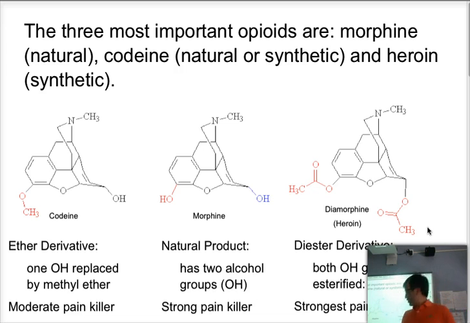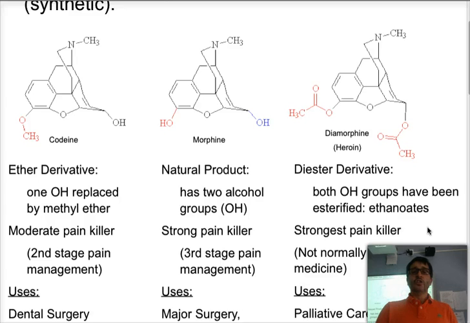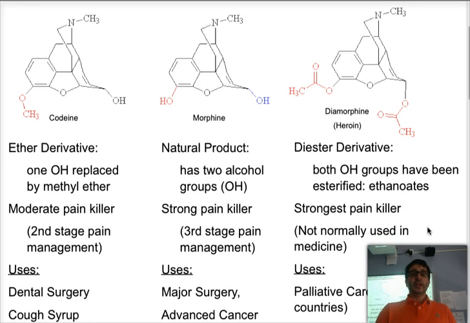So the 3 most important opioids that we're going to study are morphine, that is natural, it's taken from the opium poppy; codeine, which is found in a smaller percentage in the poppy seed, but it also can be modified from morphine; and then heroin, which is normally produced from morphine by doing esterification. All right? So notice the differences. The structure is generally the same.